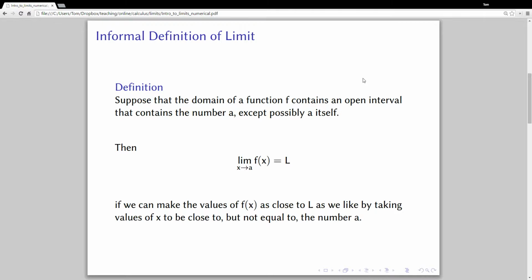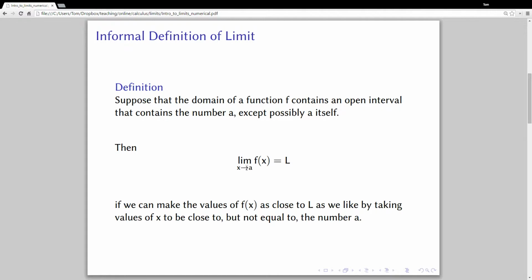Some of the beginning examples that we'll look at, the functions will be defined everywhere, but we'll see later on when the function's not defined at the number a at which you're taking the limit, things start to get a little bit more complicated, but also a little bit more interesting.